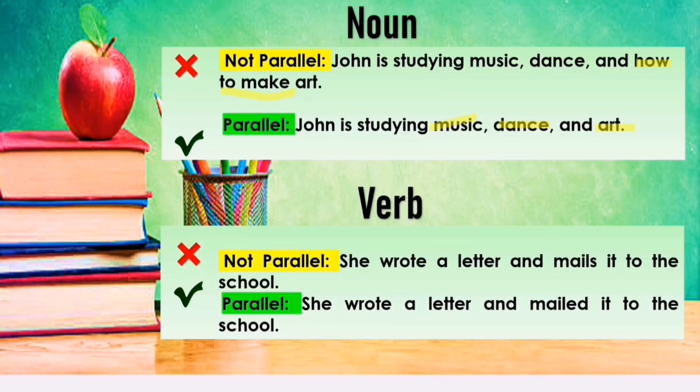Very simple, right? For verb, we have she wrote a letter and mails it to the school. The tense of the verb is not consistent. Wrote is in the past tense and mails is in the present tense. To make it better, we must be consistent with the verb tense. Since it started with past tense, we have to change the verb mails into the past form. The sentence will become she wrote a letter and mailed it to the school.